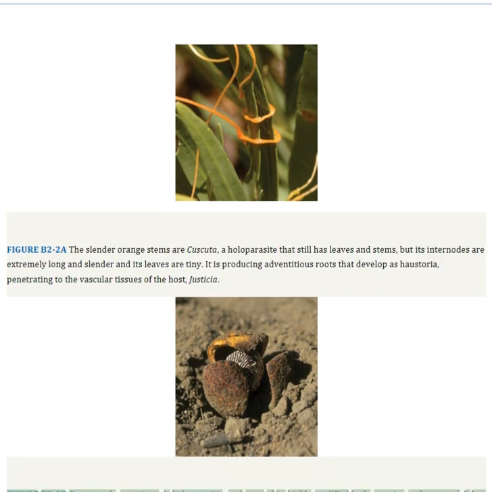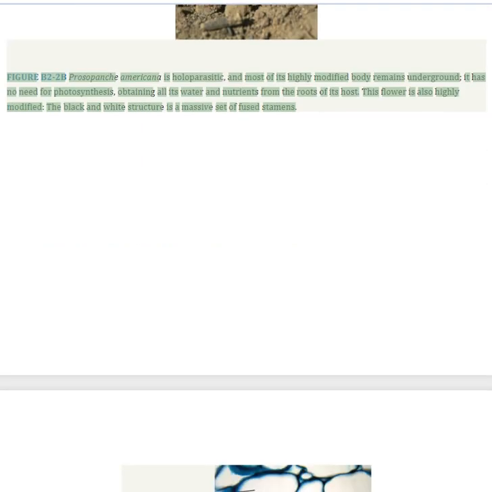a hollow parasite that still has leaves and stems, but its internodes are extremely long and slender and its leaves are tiny. It is producing adventitious roots that develop as haustoria, penetrating to the vascular tissues of the host, Justicia. Figure B22b: Prosopanche americana is holoparasitic, and most of its highly modified body remains underground. It has no need for photosynthesis, obtaining all its water and nutrients from the roots of its host.